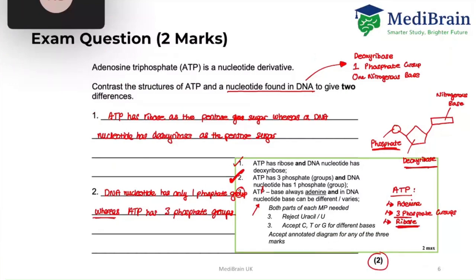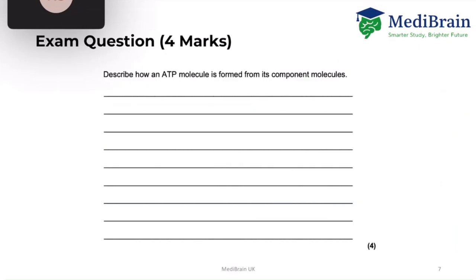Okay, so moving on, we have another question on ATP. It says, describe how an ATP molecule is formed from its component molecules. This is an interesting question because it's worth 4 marks. You might think that there are not many points to talk about. But if we take this step by step, we need to see how an ATP molecule is formed from its component molecules.